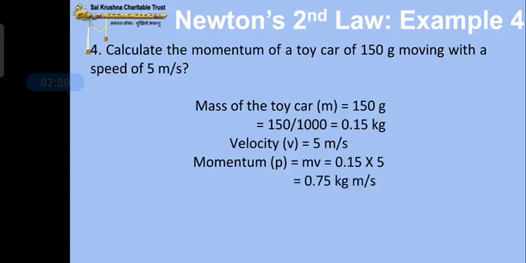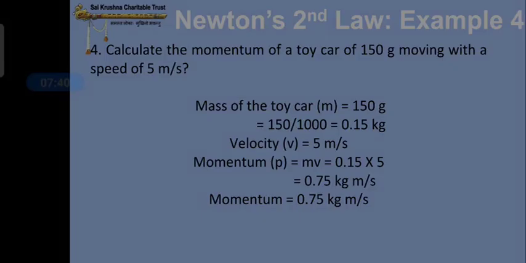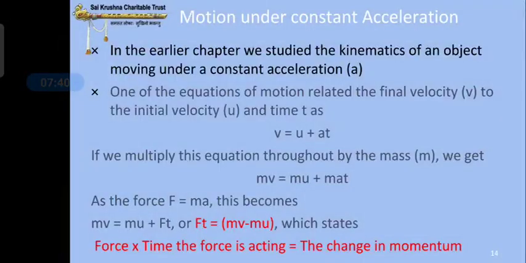So velocity is given, so you have to calculate the momentum. So momentum is equal to P. P is equal to m into V. So mass into velocity. So motion under constant acceleration. Please have an attention here, children. We know that V is equal to U plus AT. Yes, we have studied this. Mass is given, so you have to multiply with mass in both the directions. m into V is equal to m into U plus m into AT.